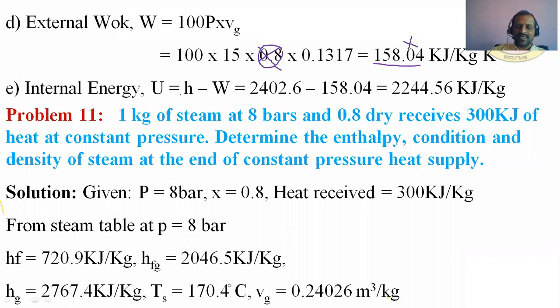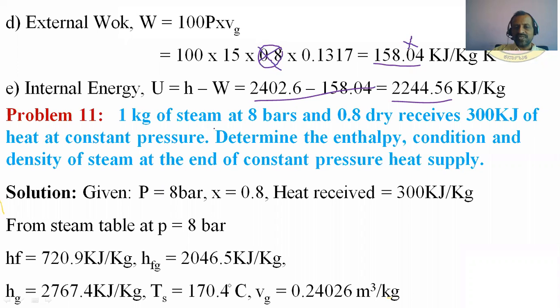Then internal energy, U is equal to H minus W. Substitute these two values, and again you will get the answer. So this is what happens in the two cases, when the steam is wet and when the steam is superheated. Then go for problem number 7. This is the last problem.